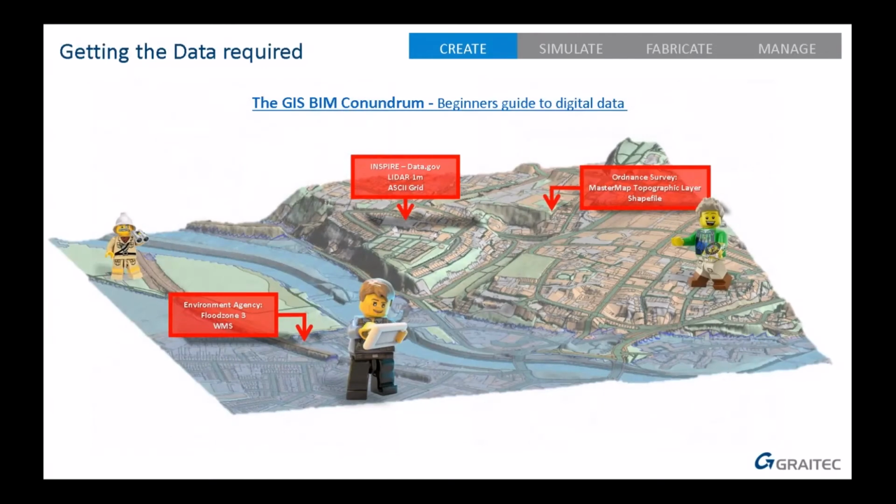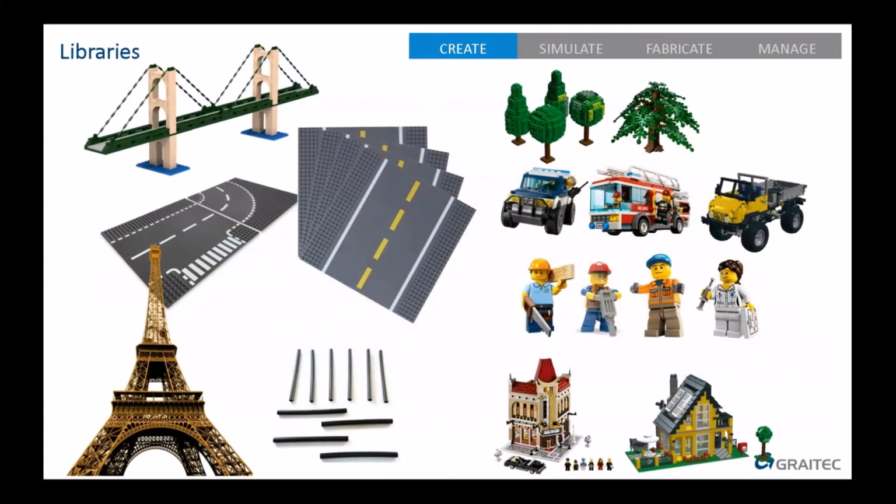Now, I've mentioned the word GIS, and getting the data in to start with, or finding that level of data that you need. I did a class in last year's Graitec BIM Up conference, digital conference. If you attended that, great. But I also repeated this as a webinar, and that's a link directly to the webinar called the GIS BIM Conundrum, a beginner's guide to digital data. So if you're new to working with geospatial data, go and see that one, and you'll find that really useful. Well, I hope you will.